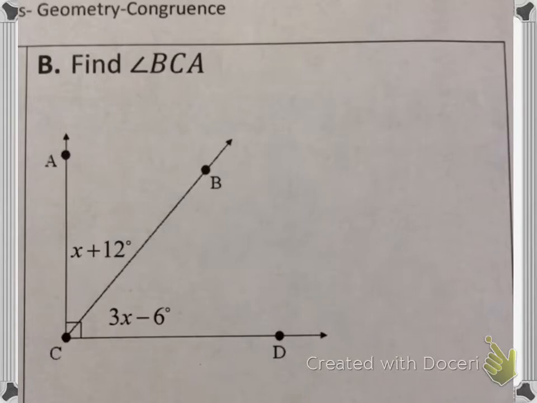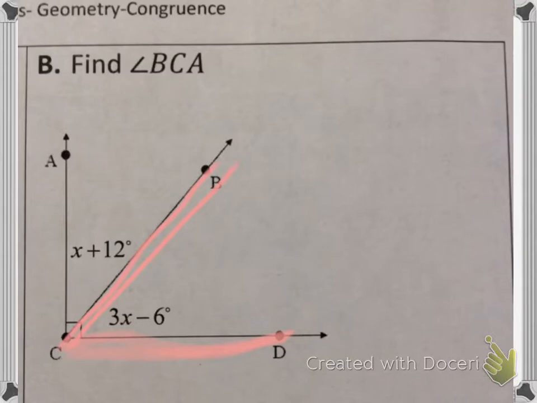All right, the next one says find the measure of BCA. So we're finding from B to C to A. So we're looking for this one right here.